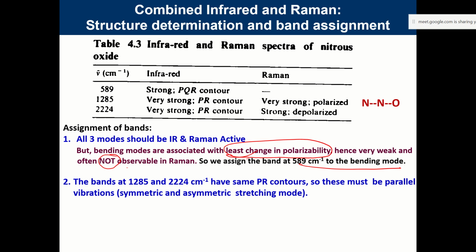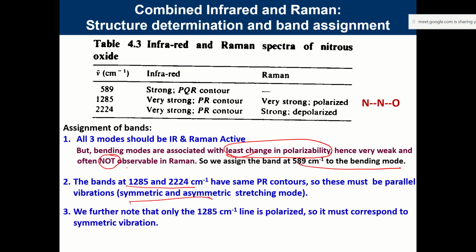It is difficult to see. The bending mode is usually very weak to be observed. The rest of the things we have already assigned to symmetric and asymmetric modes. Then you also observe the polarized depolarized thing.